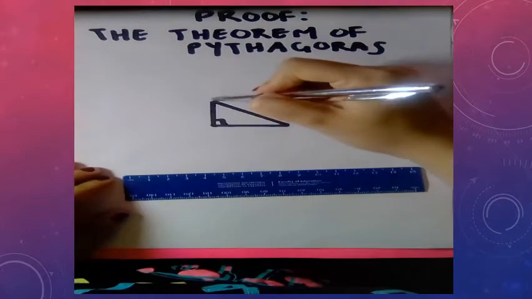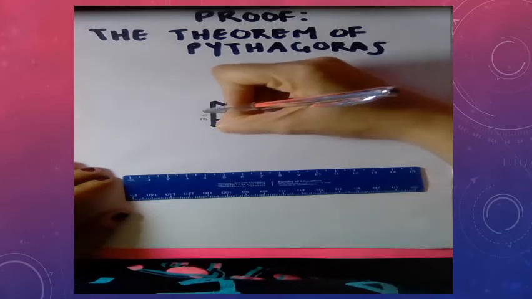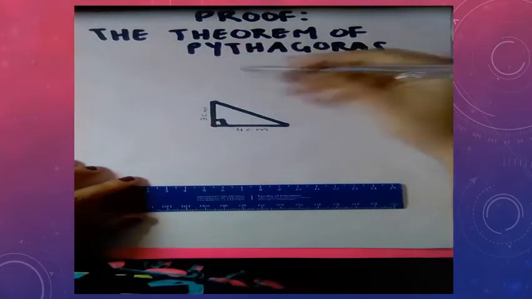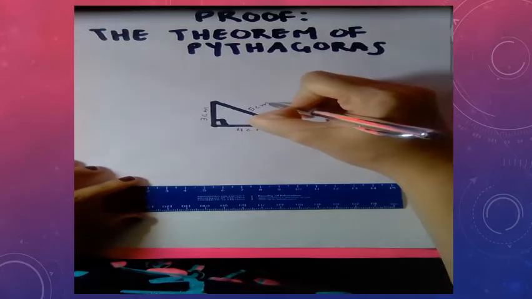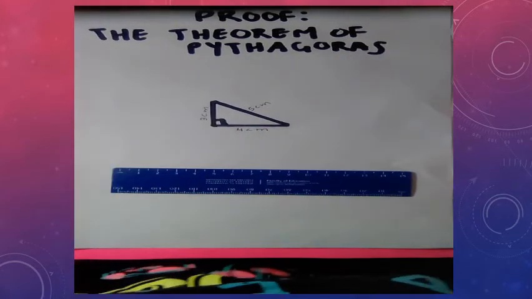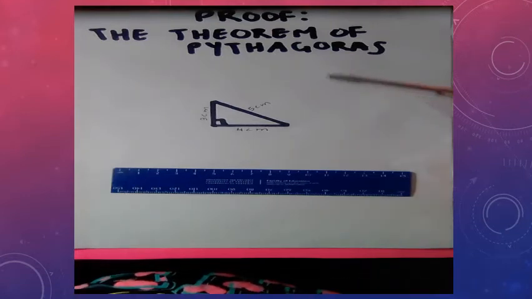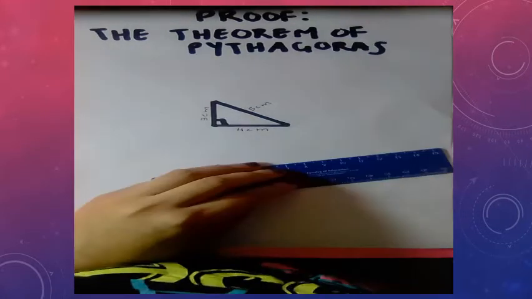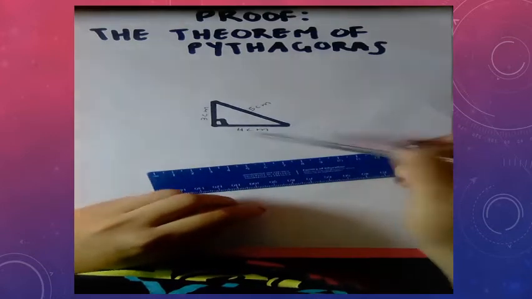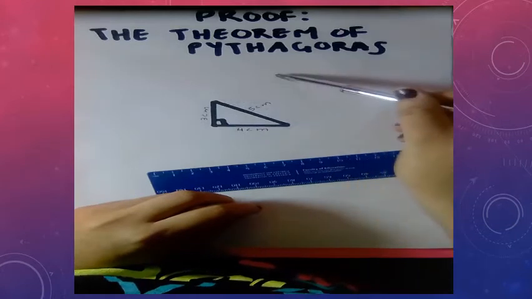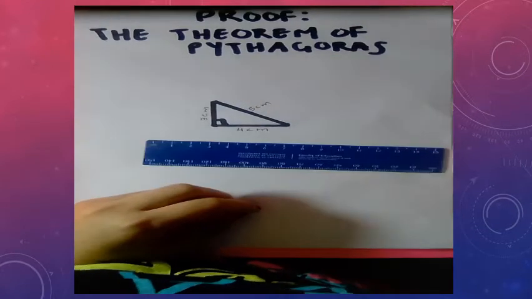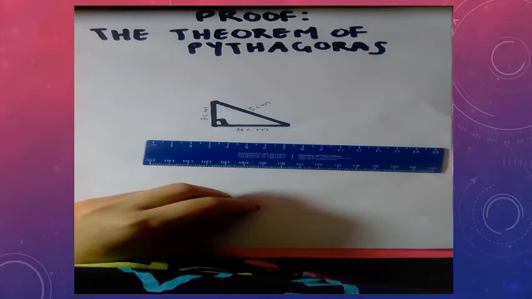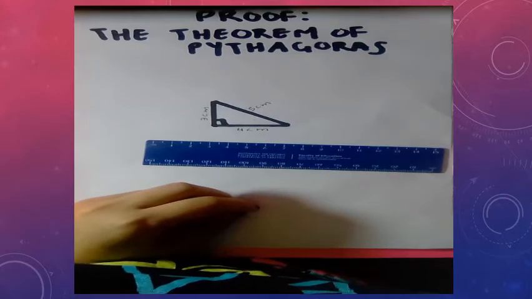So what I did was I measured the length, and it was 3 centimeters, and I drew the base. It was 4 centimeters, and the hypotenuse was 5 centimeters. So what the theorem of Pythagoras does is explore the relationship between the three sides of a right-angled triangle. What I will do next is attach a square to each side of the triangle. We know that a figure is a square if the sides of the figure are equal and the corners are 90 degrees.